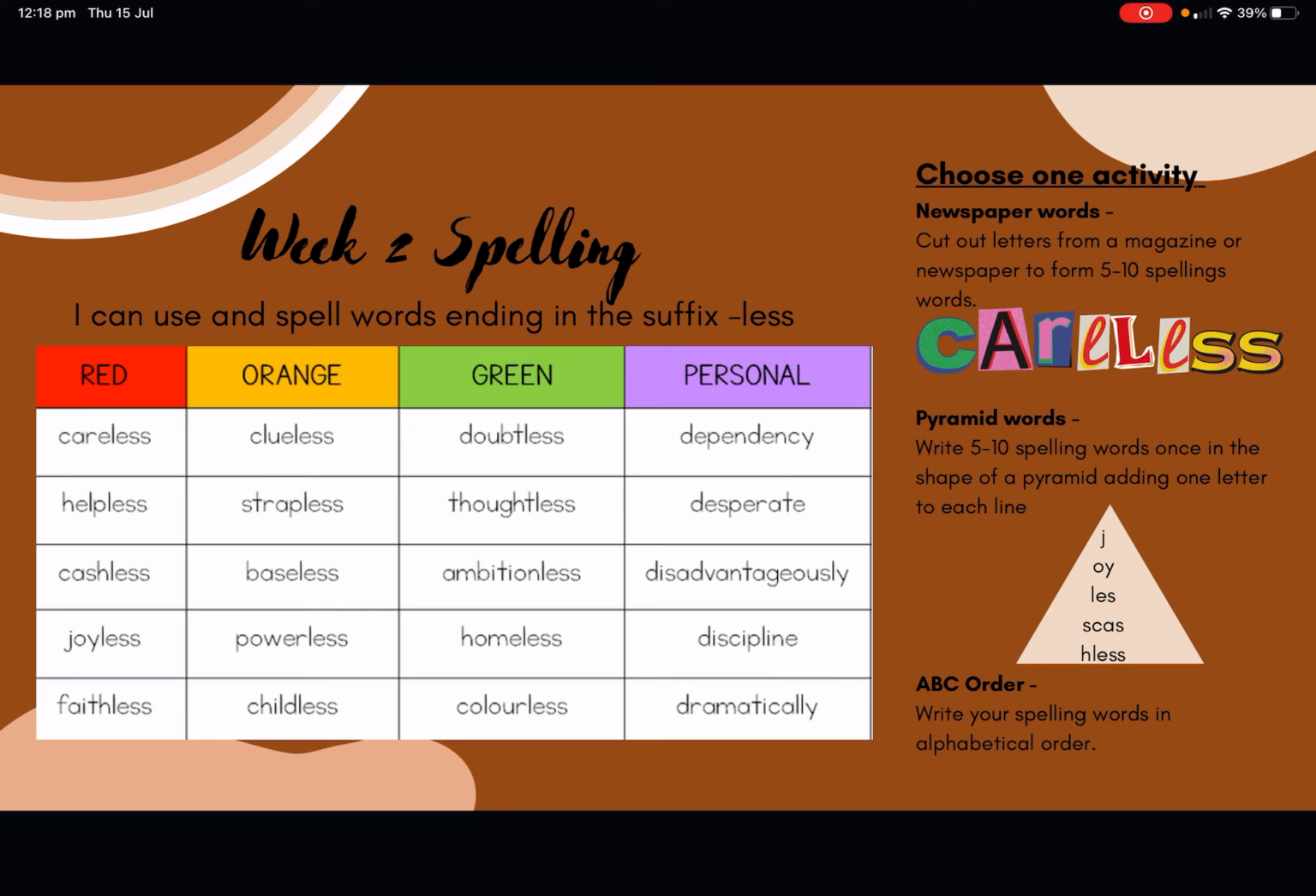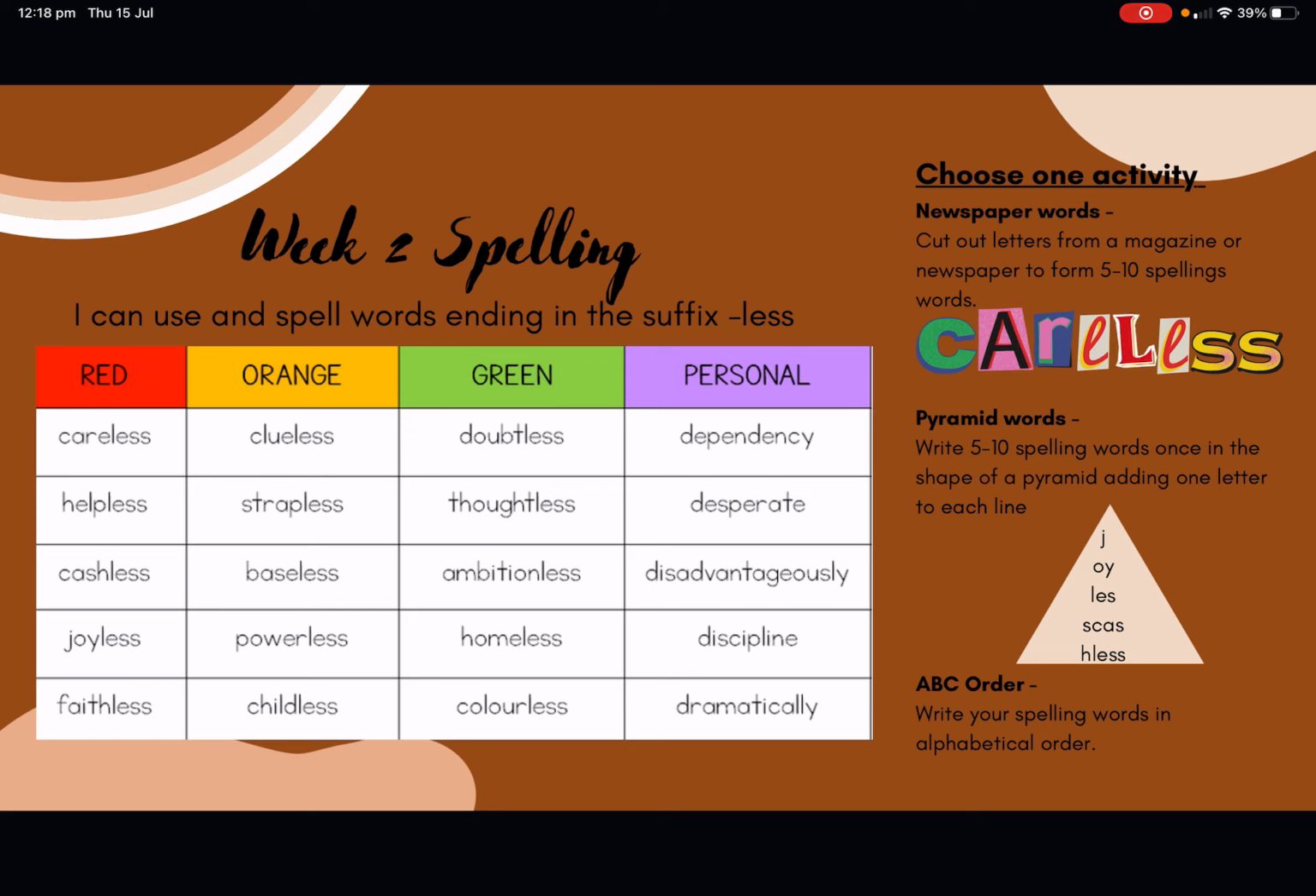However, for this activity, we understand that it may be challenging to find lowercase letters, especially because sometimes magazines and newspapers like to do the whole word in capital letters. So in this instance, it is okay if you have a capital letter in the middle of the word like I have there. Okay, the next activity is pyramid words.